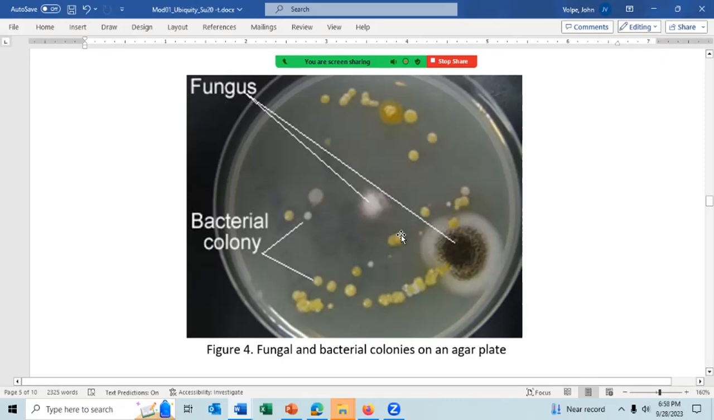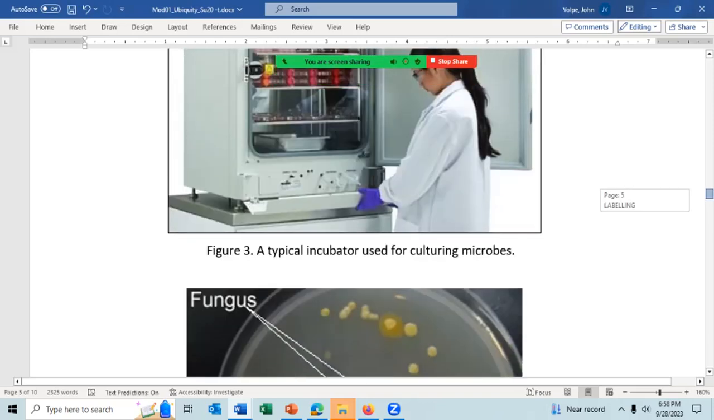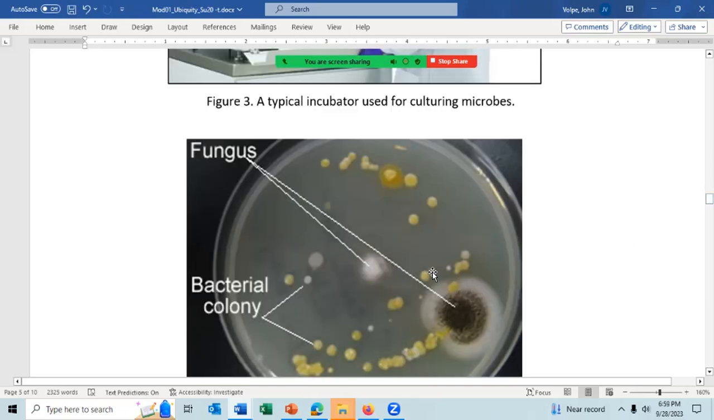You could also look at the size. These are the two biggest colonies on the plate, and that's because fungi tend to grow quicker than bacteria. That's not the best way to do it, because if the fungal colony were to start later than the bacteria, then it would be the same size or even smaller than the bacteria.